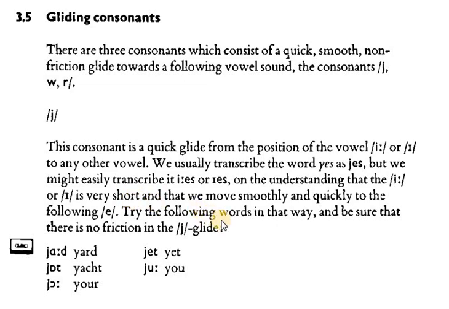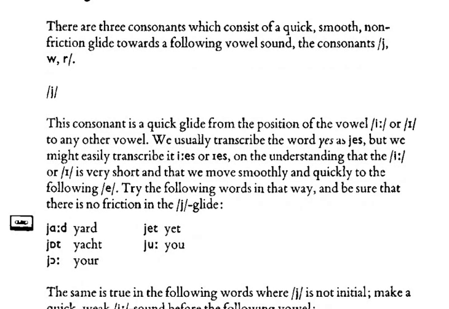Since the glide is short, it is going to be shorter than the vowels E or E. Now try the following verse in that way and be sure that there is no friction in the glide. We must make sure there is no friction in the glide of ye. The words are yad, yot, yo, yet, and you. All of these words start with a glide from the sound E towards the other vowel, which is A, O, E, and U. So I have the glide consonant Y at the beginning of all of these words.